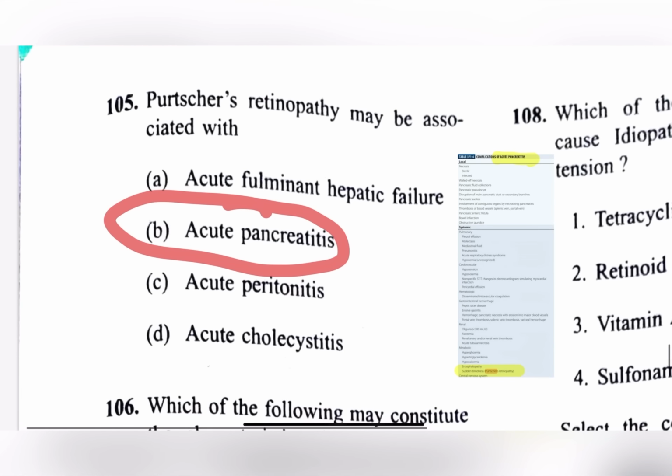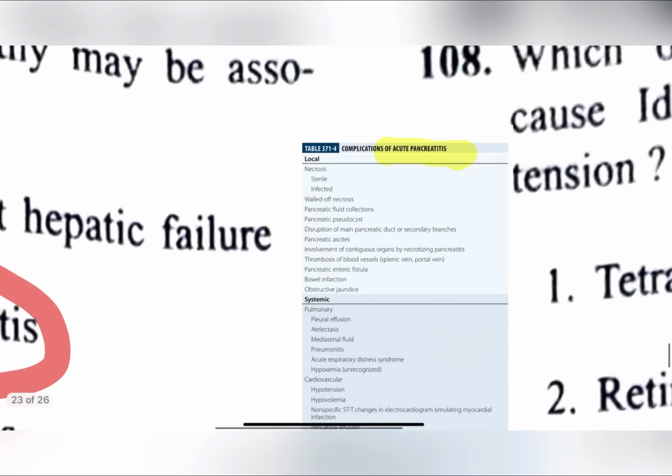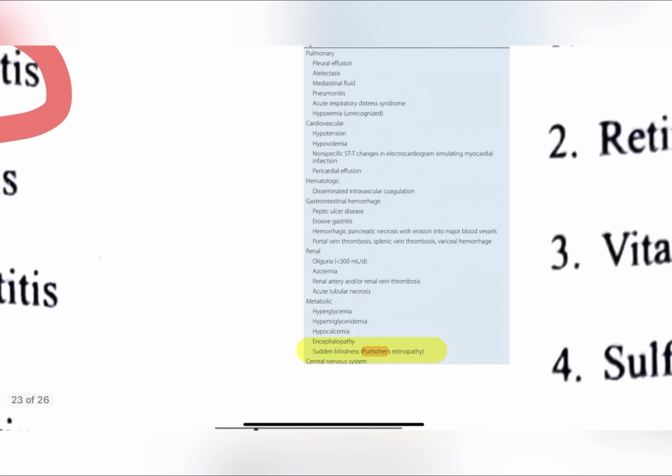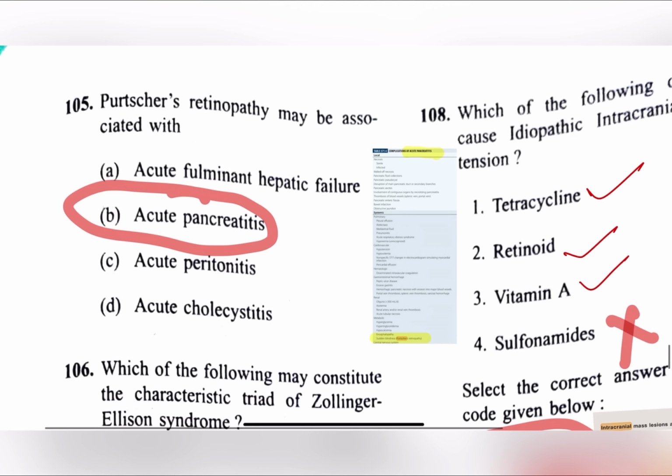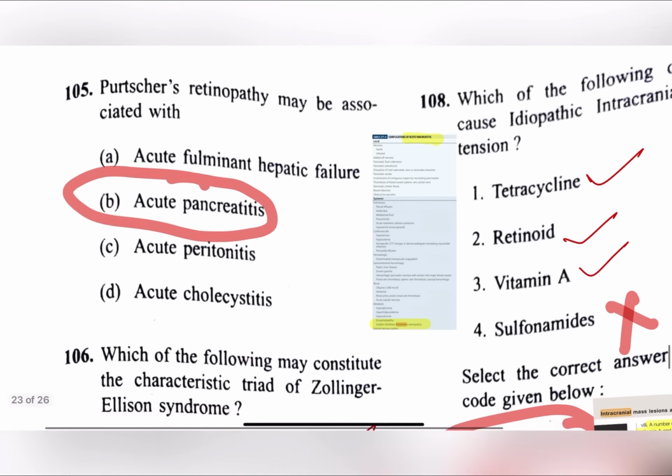Next 105 they are saying purtscher retinopathy may be associated with. So the complications of acute pancreatitis, we have sudden blindness, purtscher retinopathy. So answer for this is acute pancreatitis.